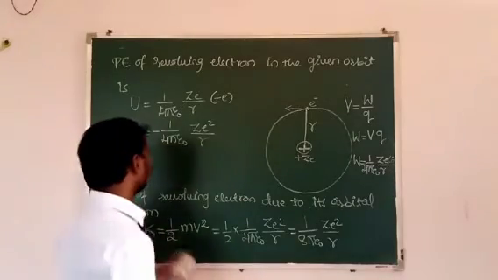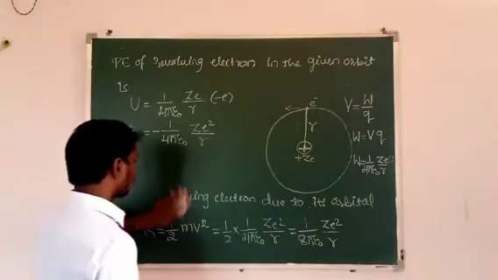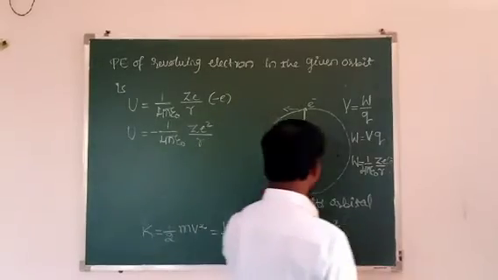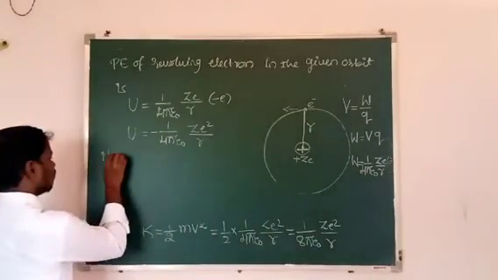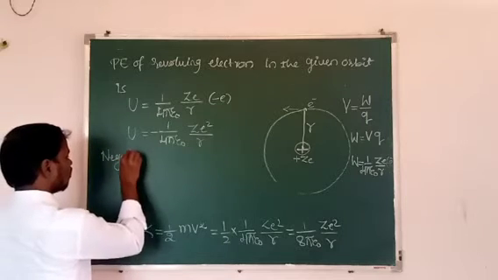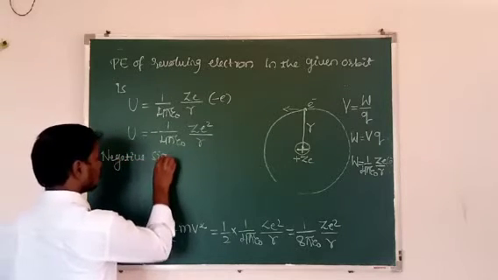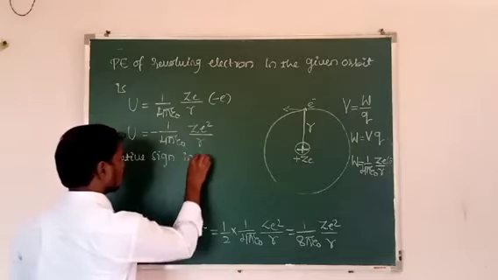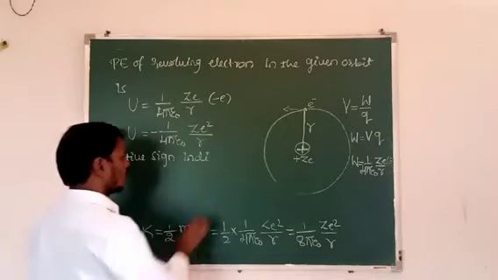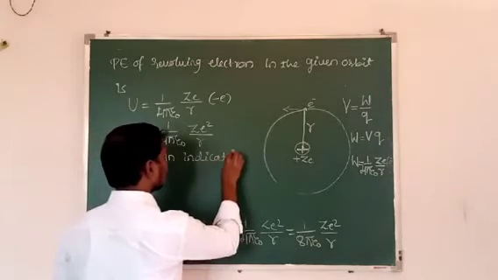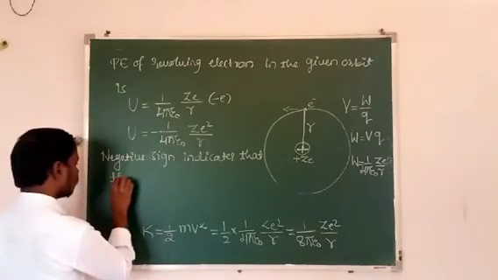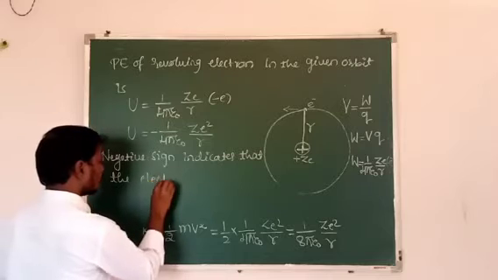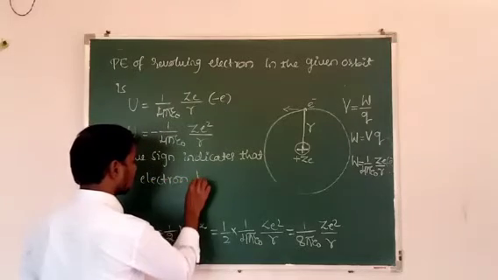Okay, so the negative sign indicates that the electron is bound to the nucleus.